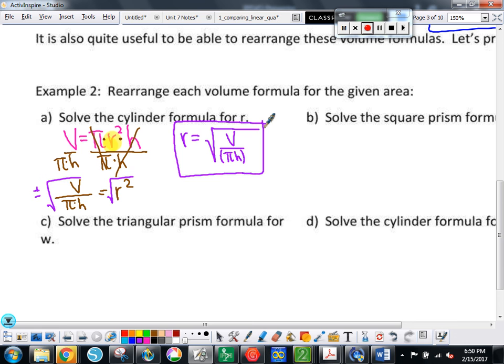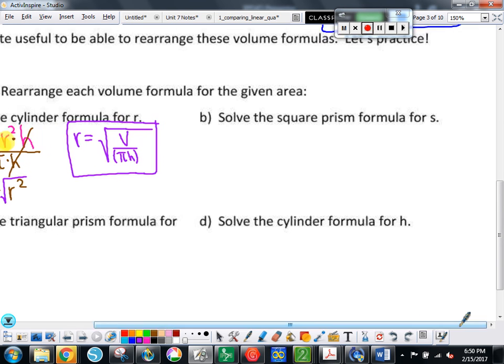So solve the square prism formula for S. So remind yourself, volume equals the area of the base. So if it's a square prism, so this is the prism itself, it's S times S times the height, right? So volume is S squared H. And I want to get this all by itself.